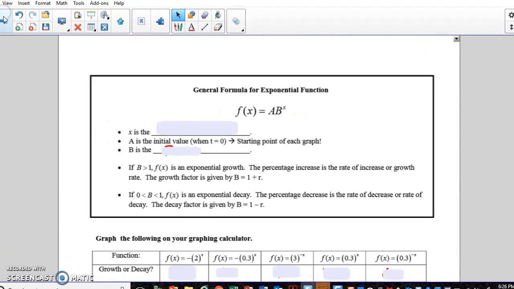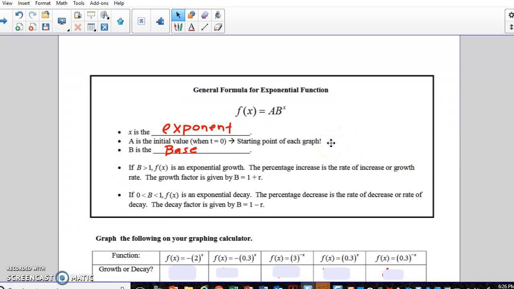Alright, let's move on. So here's our general formula for exponential functions. This is our new function that we're learning how to graph this unit. The x right here, in a times b to the x, we call the exponent. A is the initial value when t is equal to 0, so it's the starting point of each graph. Whereas b we call the base. So a is the initial value, b the base.